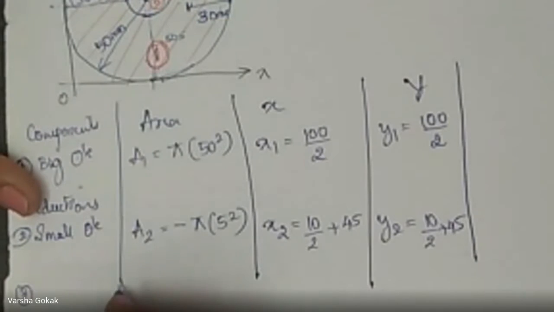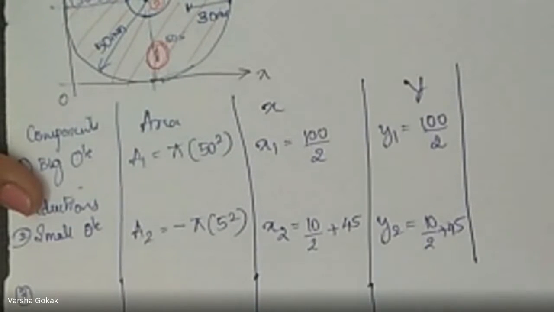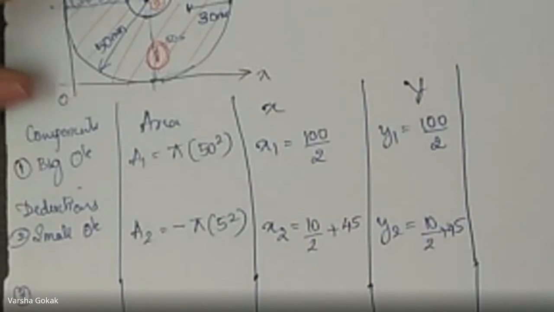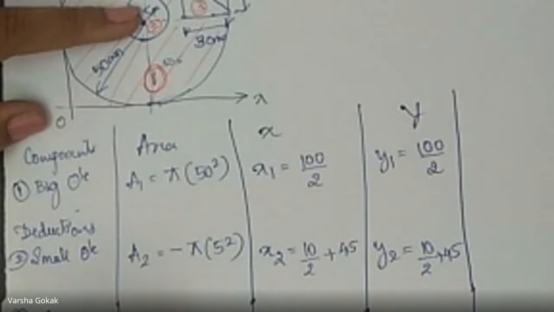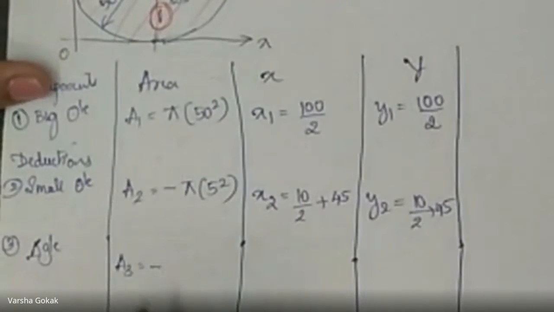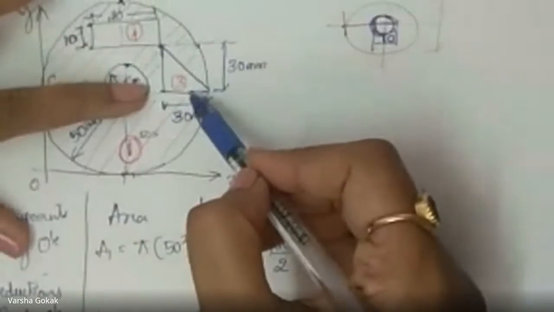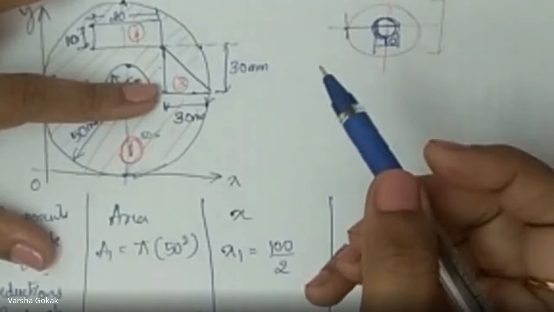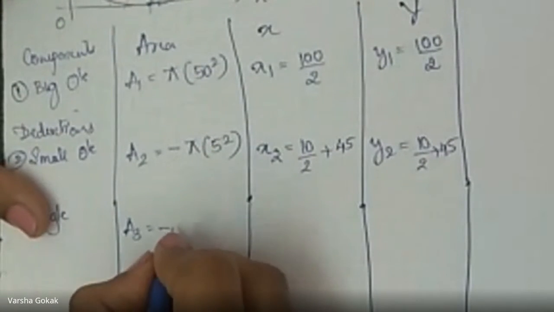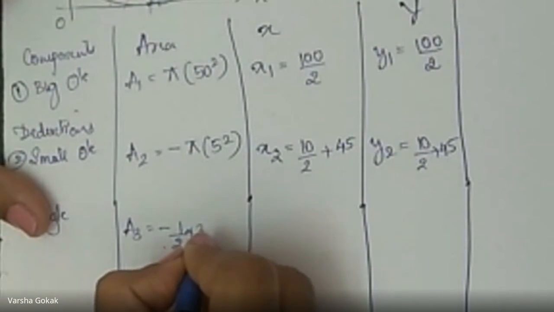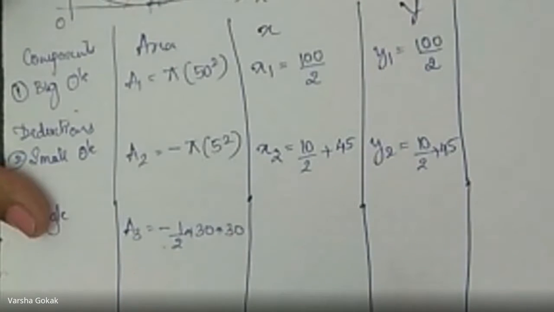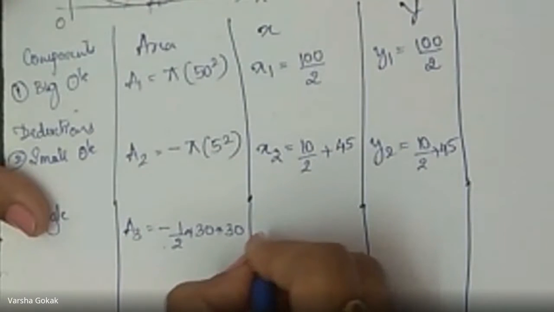Then third one, we'll go to the third one. Third one is a triangle, right? A3 with a minus sign. Third one is a triangle with a minus sign, this triangle. So area is what? Half base into height. So A3, I will write it as minus half base into height because both are 30 and 30, correct?